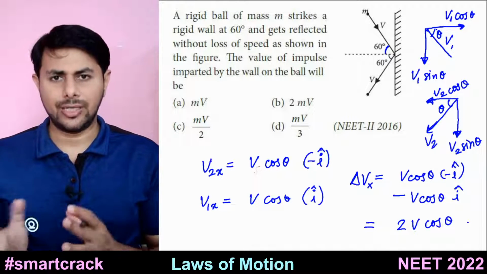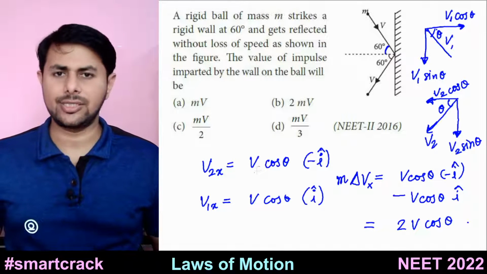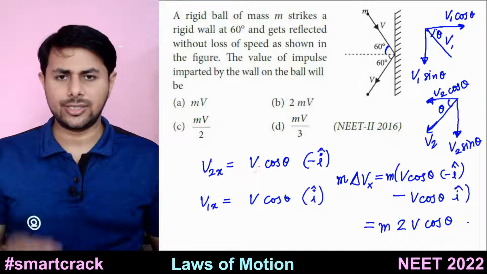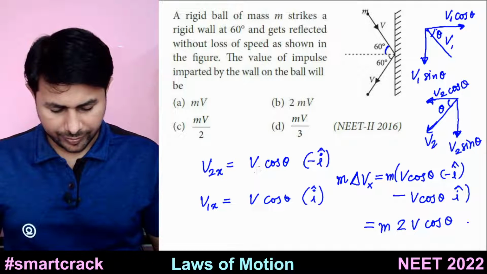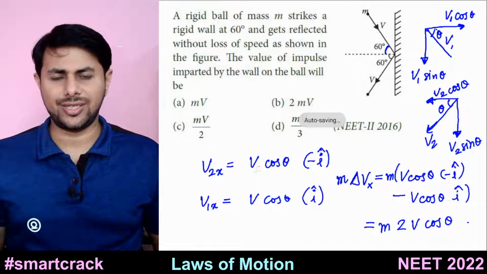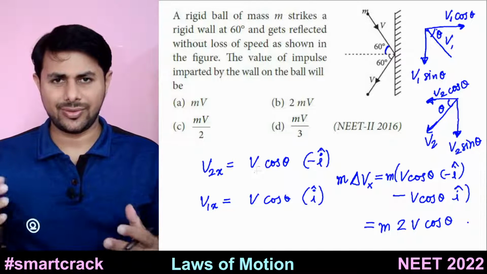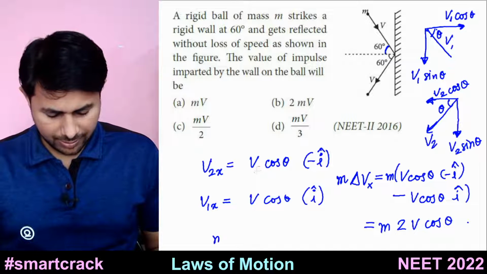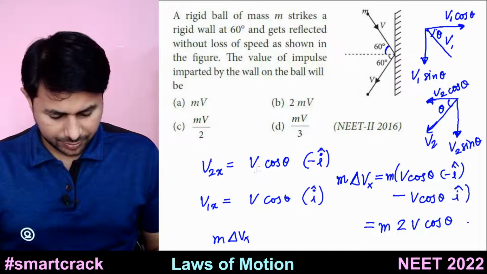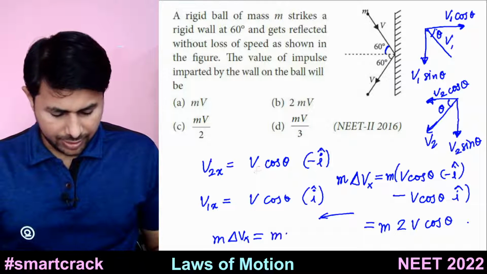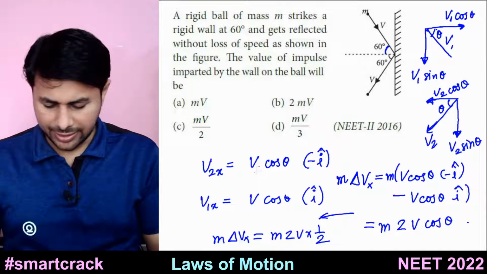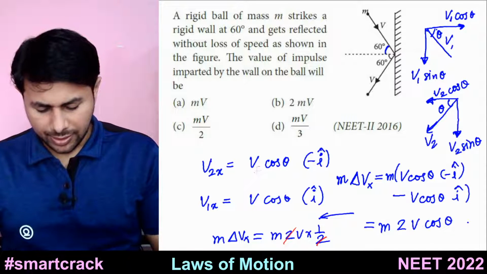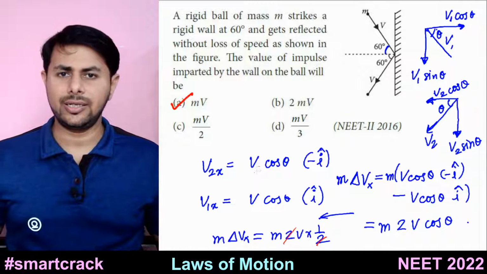And you want the change in momentum, so it will be mass times the change in speed. So it is m times 2v into cos of theta. All right, and what is cos of this theta? Theta is 60 degrees, so cos of 60 is half. Therefore m into delta vx is equal to m into 2v into half, so 2 and 2 get cancelled. So it is equal to mv.